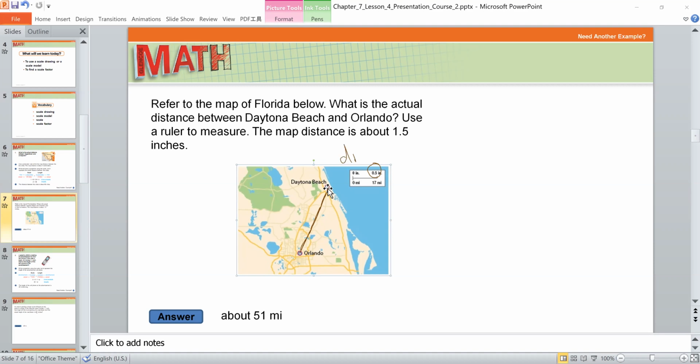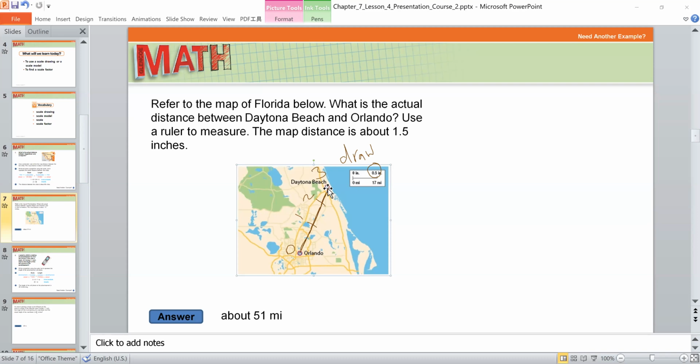Because this is the drawing, you can see that. You understand me, my friend? If I find the length of these two, I can find it by inch this way. This is 0, this is 1, this is 2, this is 3 inch. So the length between Orlando City and Daytona Beach will be 3 inch. The distance between them is 3 inch.